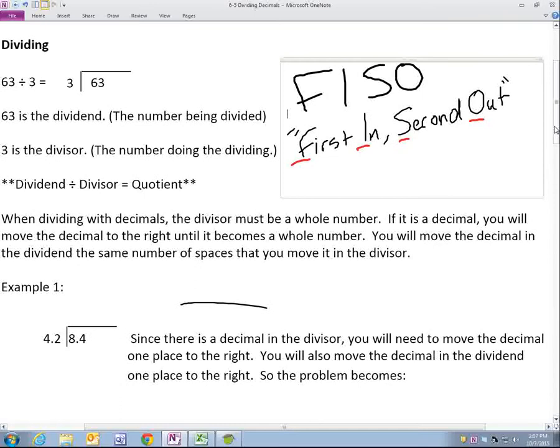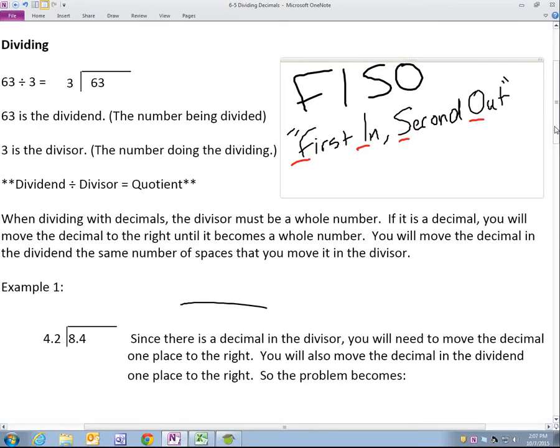First in, second out. I want you to write that. Can you please put your bottom in the chair, please? First in, second out. What that means is whenever you see a division problem, read 63 divided by 3, that means the first word that you have, you put that inside the fraction bar. The second one you have, you put that outside of it.